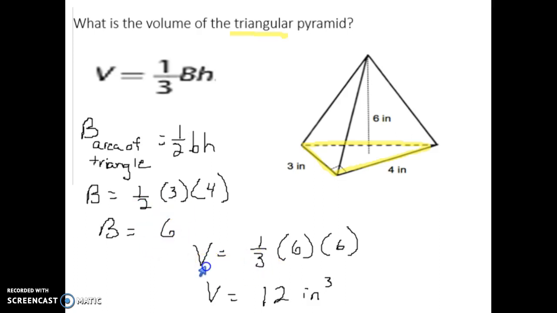We can plug that into our volume formula. 1/3, 6, and our height from the vertex to the base is 6. So 36 divided by 3 is 12.